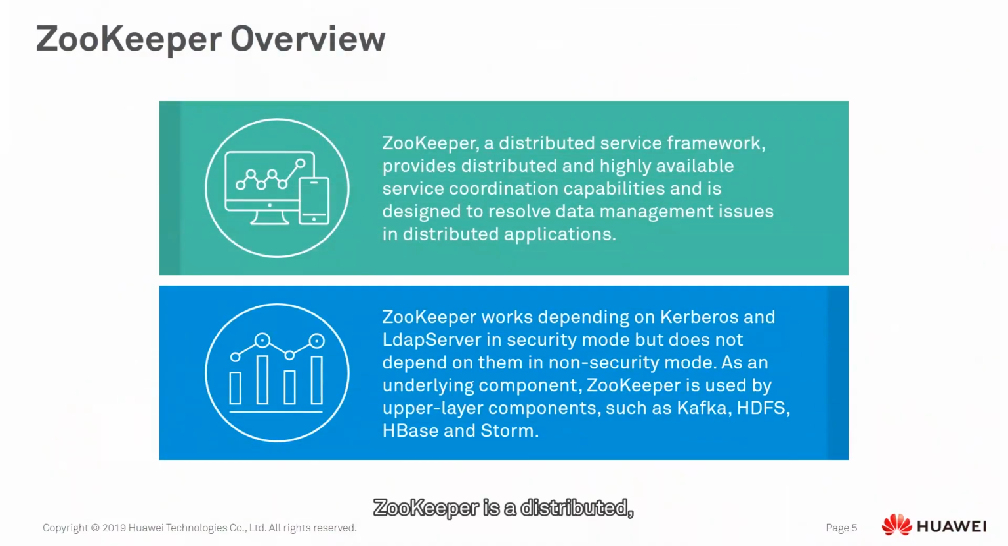ZooKeeper is a distributed, highly available coordination service, which provides two functions. First is to prevent the system from single point of failures and provide reliable services for applications. And second is to provide distributed coordination services and manage configuration information.